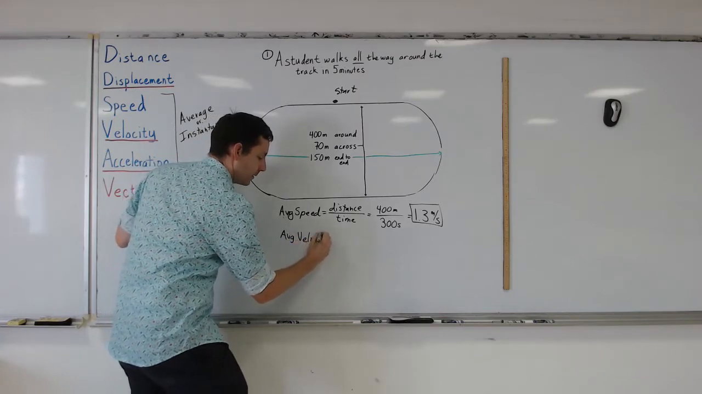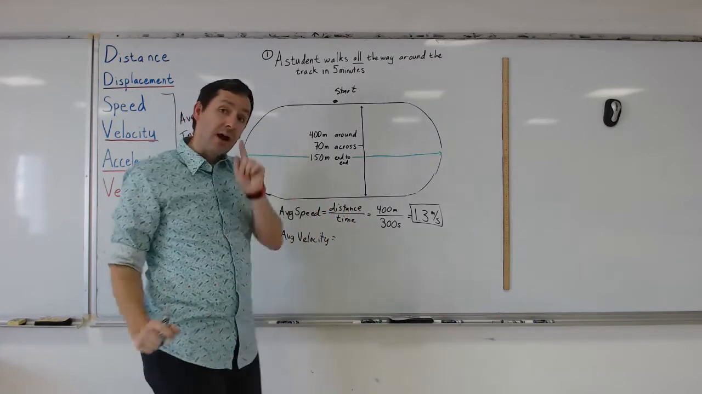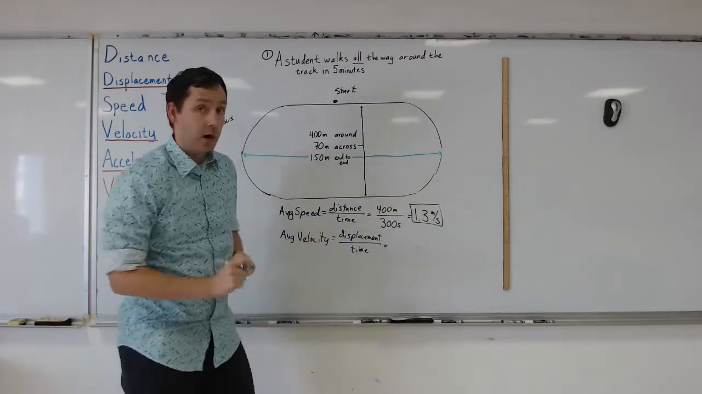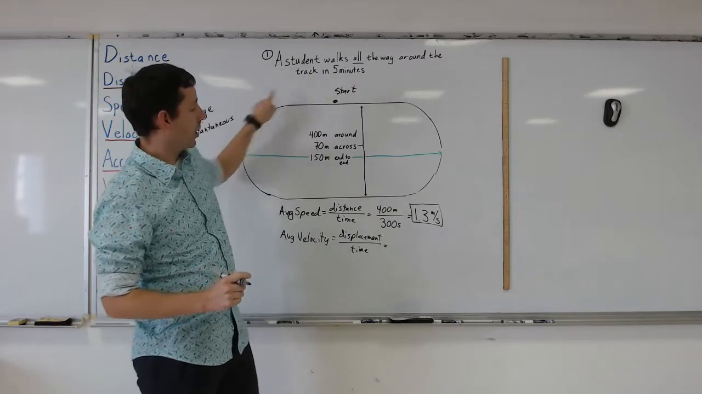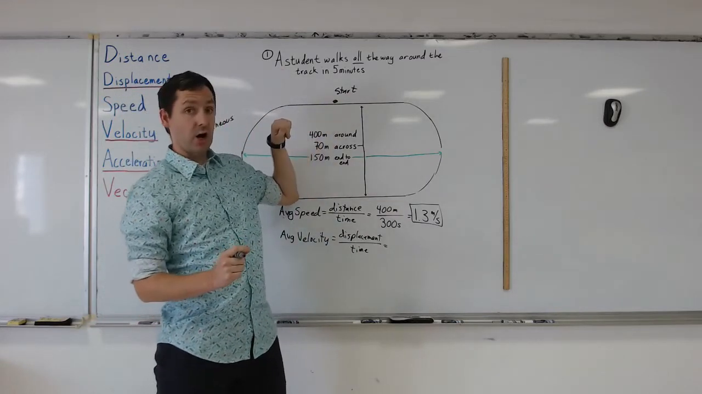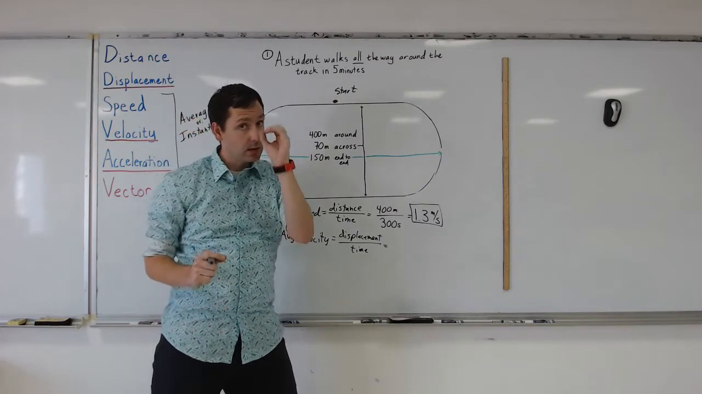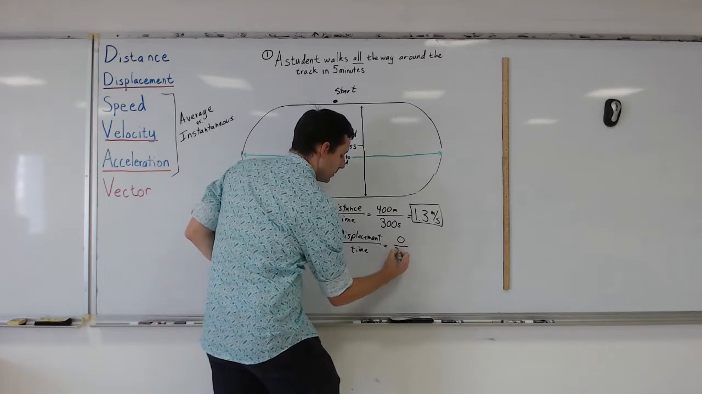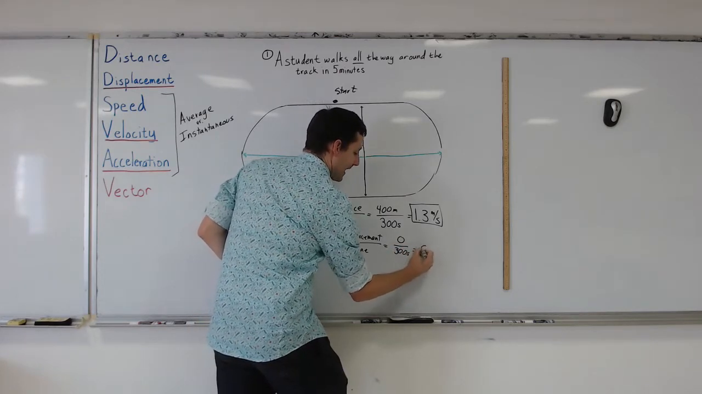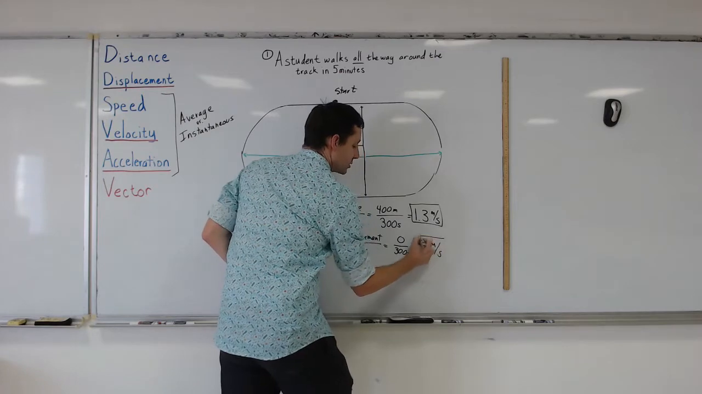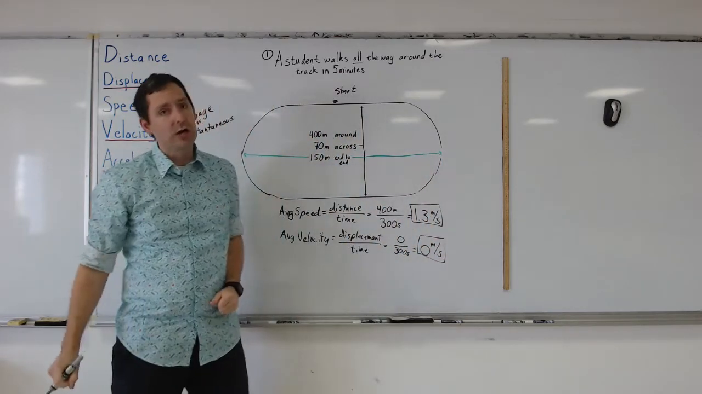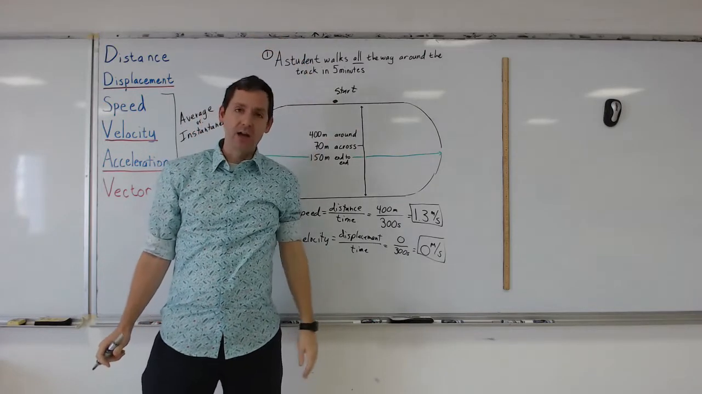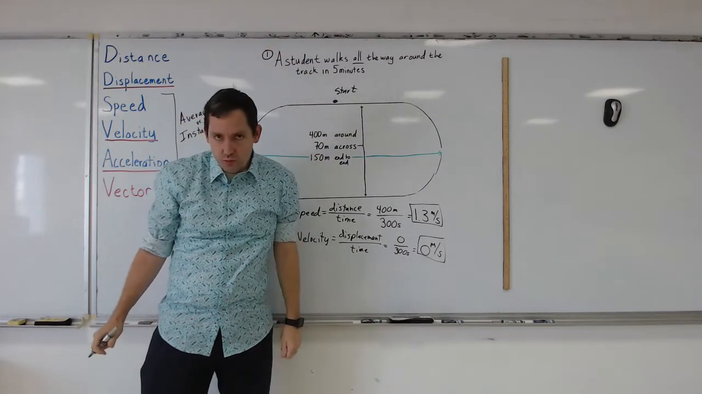All right? Now, next question is, what is my average velocity? Well, remember, average velocity is displacement over time. For this situation, walking all the way around the track and ending where I started, my displacement was 0. So we go 0 displacement in 300 seconds, and I get 0 meters per second. My average velocity is 0. Now, I know some of you are like, but I've been walking the whole time.